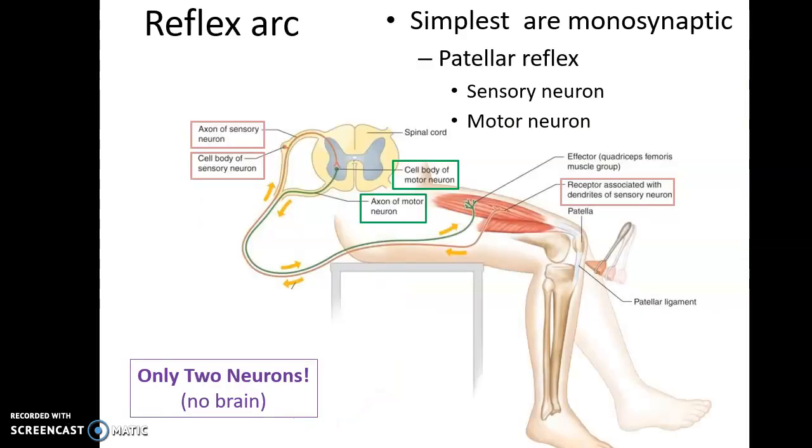withdrawal reflex. So patellar reflex, very simple, monosynaptic. You have 2 neurons needed. That's it. Only one synapse from the sensory neuron to the motor neuron. Monosynaptic, one synapse. So doctor hits the patellar ligament, boom. The signal of the stretch goes to the sensory neuron that carries the information to the spinal cord. It will then synapse with the motor neuron that will then send out a signal to the muscle to cause it to contract and for you to kick your leg. 2 neurons and an effector. No brain needed.